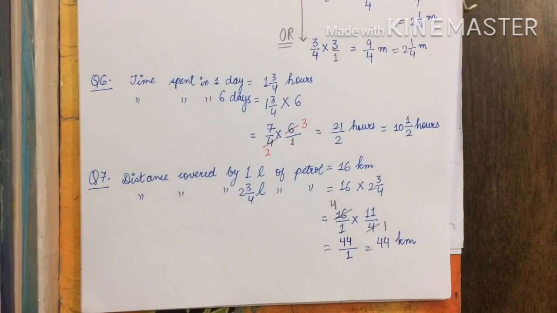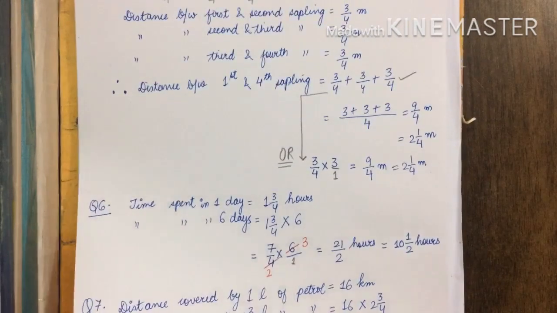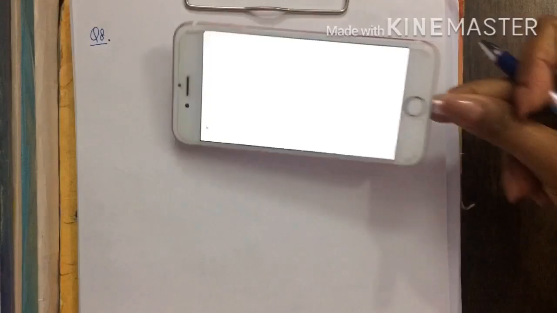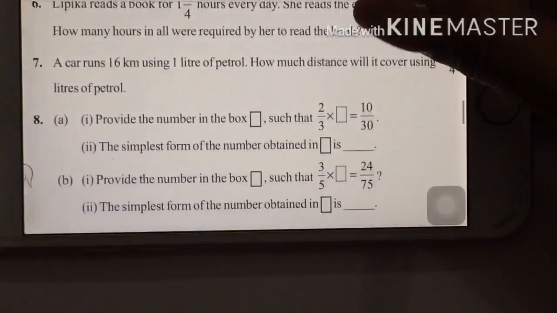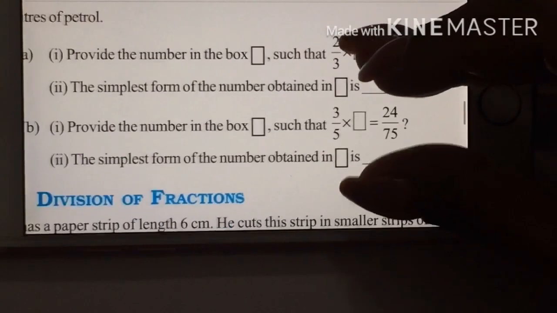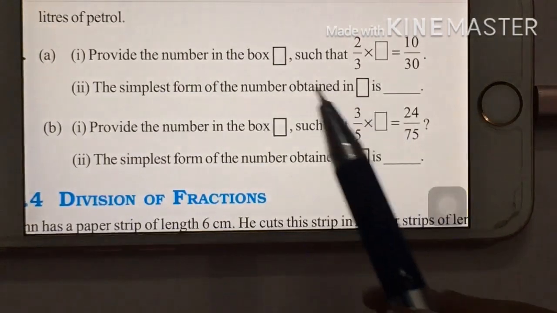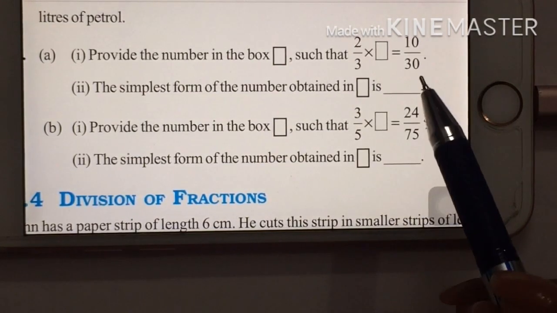Now let us do question number 8. Those who have the book with them can do this question in the book. If you don't have the book, you can do it with me here on the notebook. Question number 8. Let us see what we have. First part: provide the number in the box such that 2 by 3 multiplied with that number equals 10 by 30.